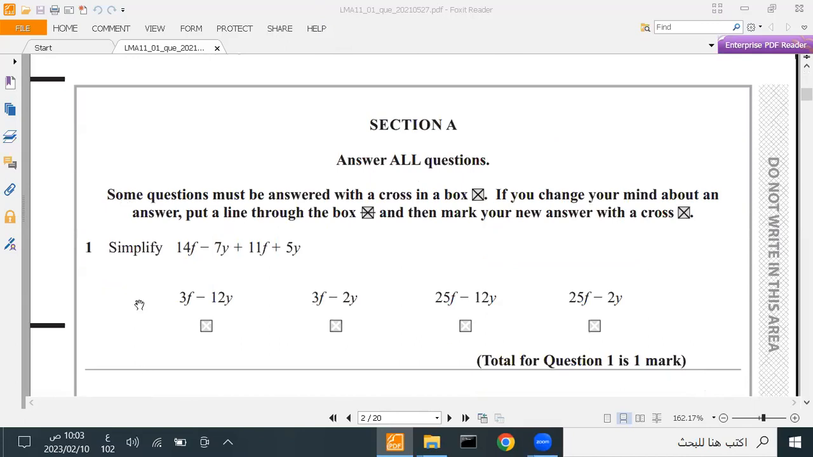Okay. First question: simplify this to the simplest form. Now, when we simplify, we talked about this before. It means we add and subtract the same variables or values, and then we simplify it as much as we can. So first we take a look at the expression.